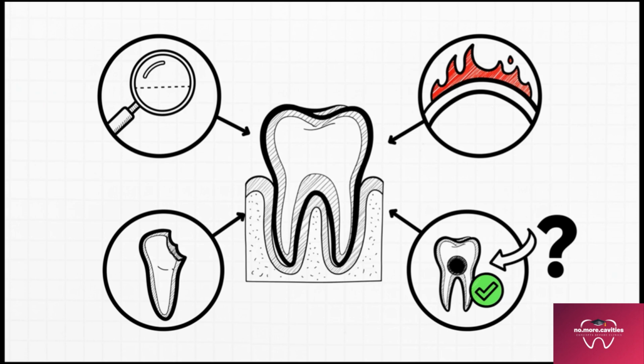Other signs, like the root itself starting to dissolve, that's called root resorption, can be a sign of a long-term problem. And this is super important. If you see a dark spot on the x-ray, but tests show the tooth is still alive, then you know the problem is coming from somewhere else entirely.